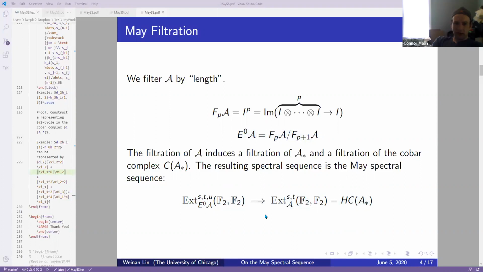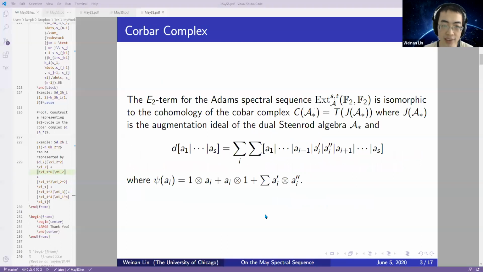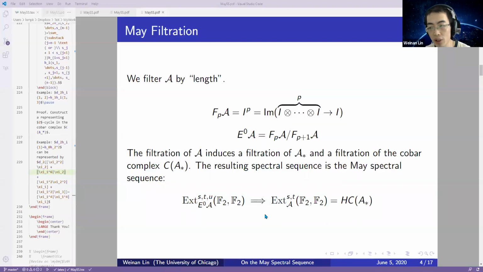Does this work for any Hopf algebra? Yes, I should mention that. The title of May's thesis is the cohomology of Lie algebras and application on Steenrod algebra. So basically, in May's thesis, everything is quite general. That's why you also have a lot of May type spectral sequences in many other contexts.